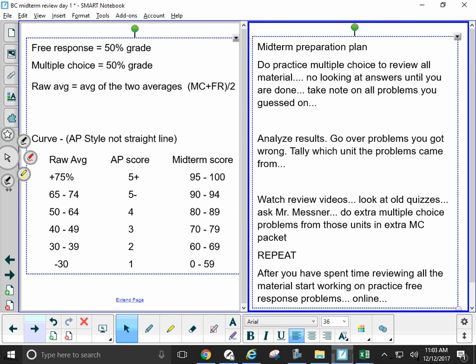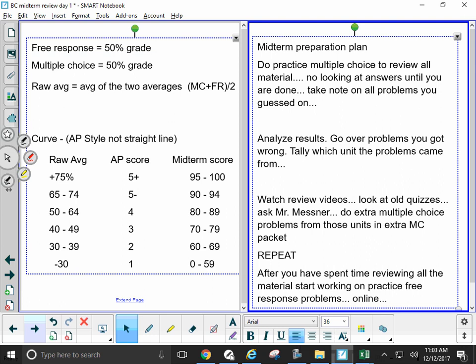So here's a packet of extra multiple choice problems that is separated by unit. It's hefty. I don't expect you to complete them all, but this is extra help. I do not have a worked-out answer key for this in terms of all of the work, but I do have the correct answers listed on the website. I have an answer key with how to do all these problems listed. Okay, you're going to repeat that.